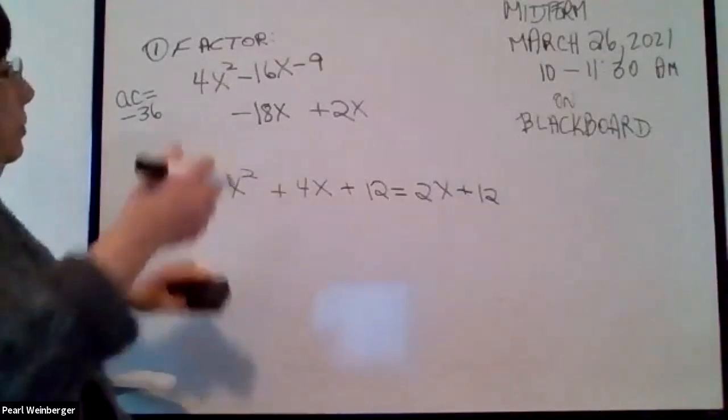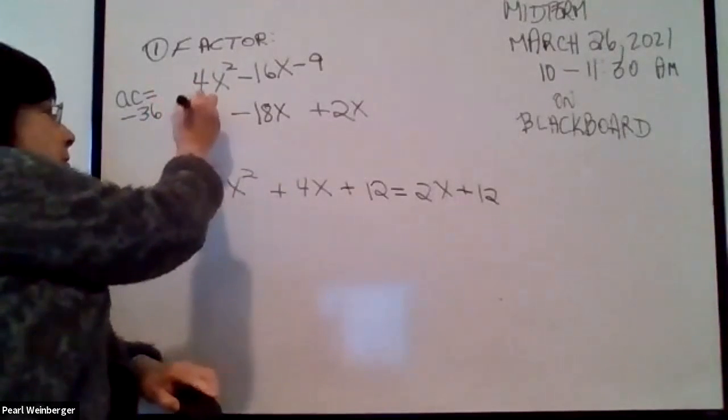Bring it down. I'm just erasing this so I have a little room. And what am I going to do with the negative 9? You're going to add the negative 9 at the end.